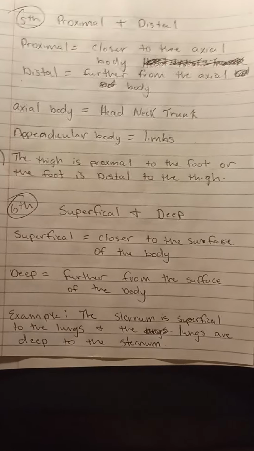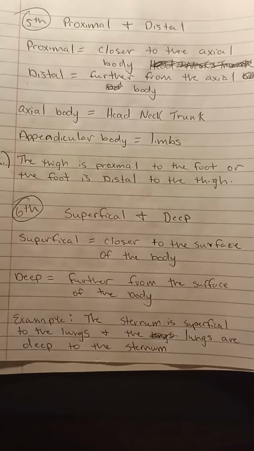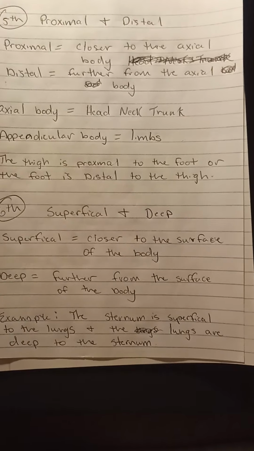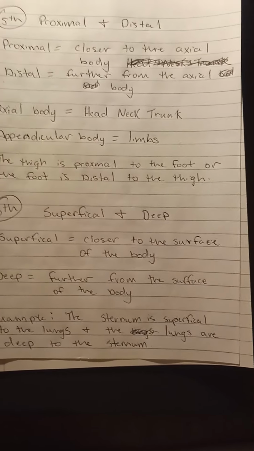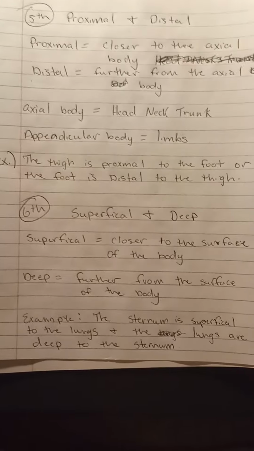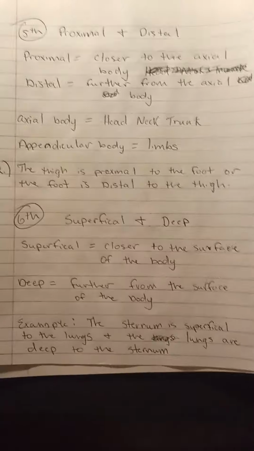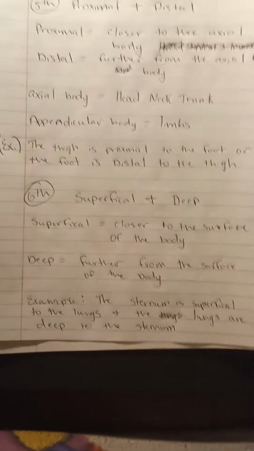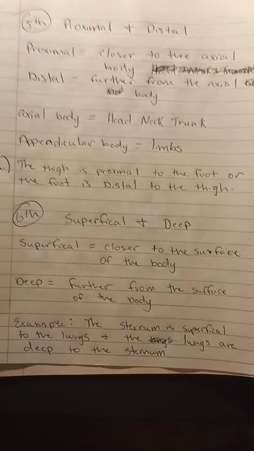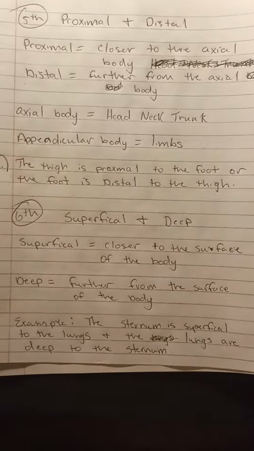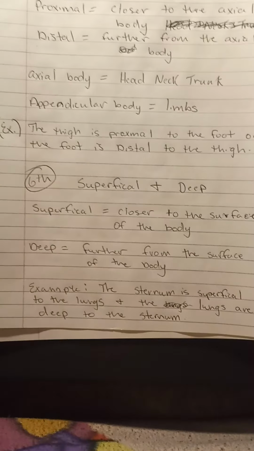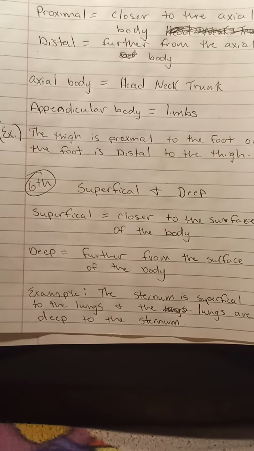Next would be superficial and deep. Superficial means closer to the surface of the body, and deep means further from the surface of the body. A perfect example of superficial and deep would be the sternum is superficial to the lungs, and the lungs are deep to the sternum.